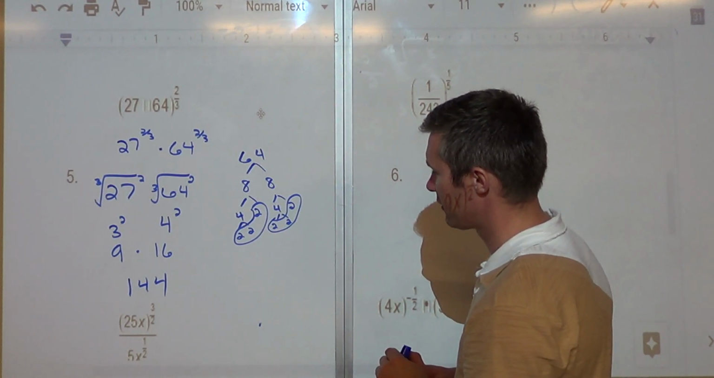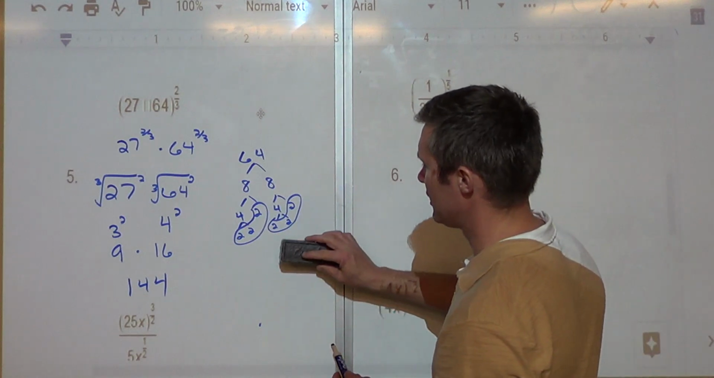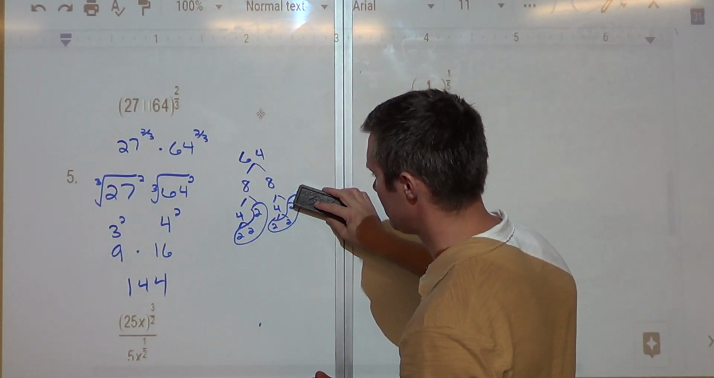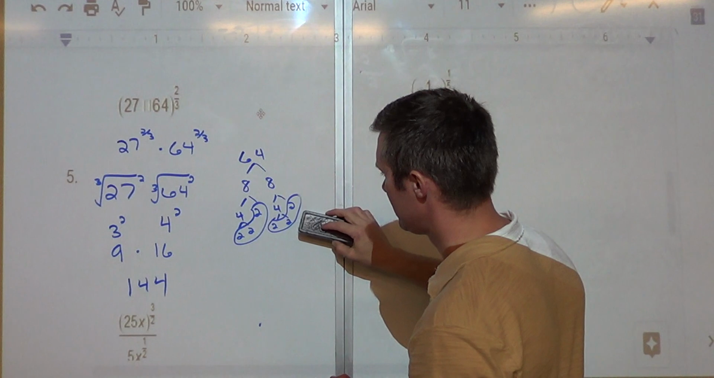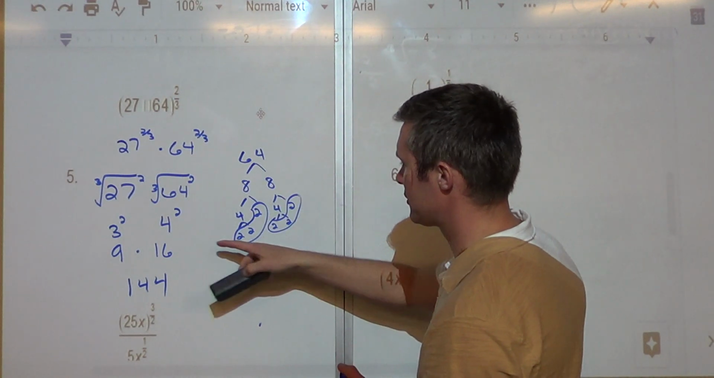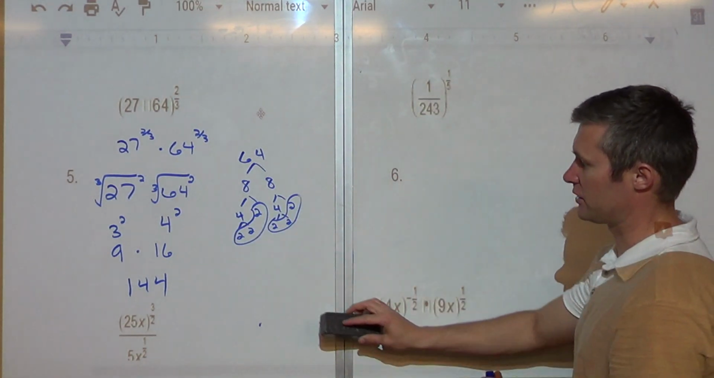We're looking for groups of 3. What didn't I do right? Yeah, 2 times 2, which is 4, and then 4 squared, which is 16.